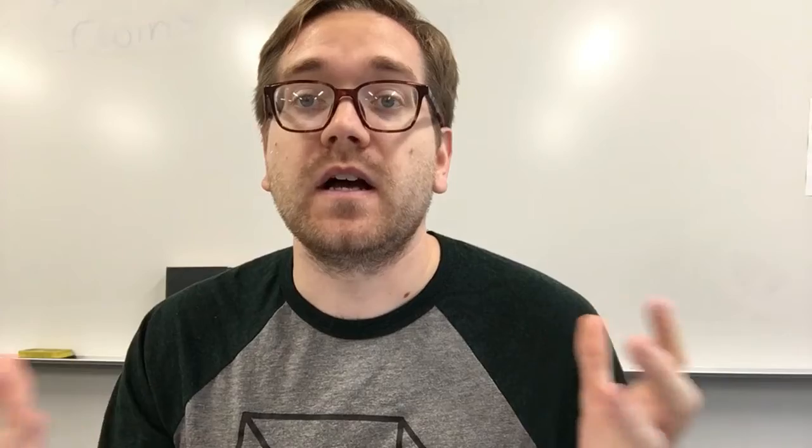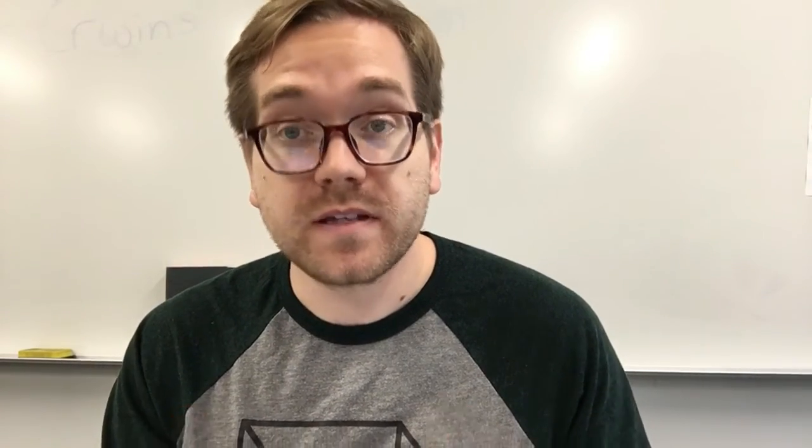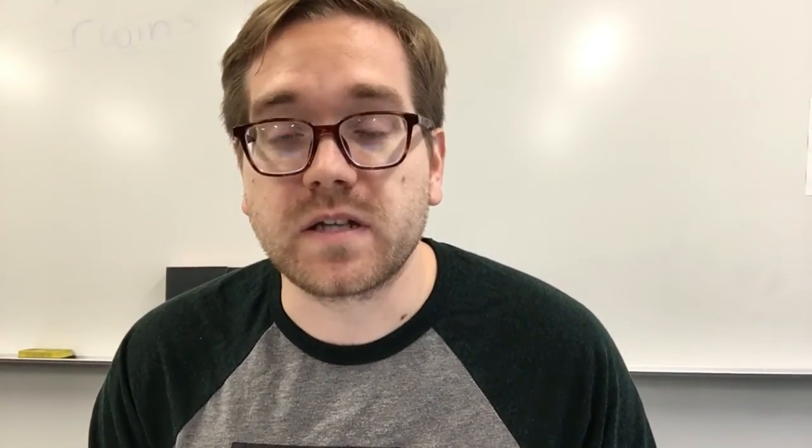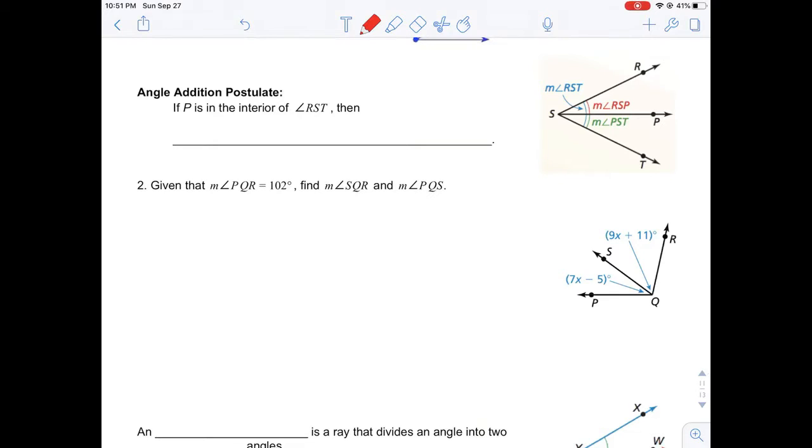The same is true for angles. The measurements of the parts of the angle add up to the whole measurement of the entire angle. With this understanding, we can start to find the measurements of these angles. Our next idea here is this angle addition postulate. If P is in the interior of angle RST, then the measure of angle RSP plus the measure of angle PST is equal to the measure of the whole thing, the measure of angle RST.